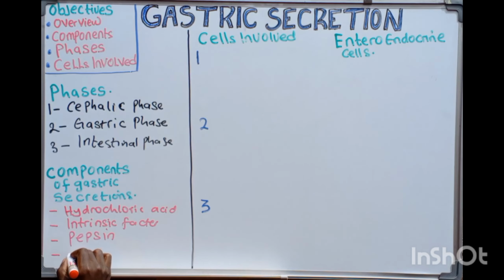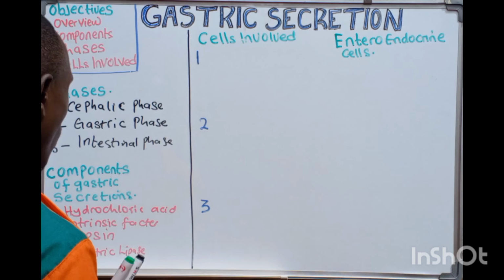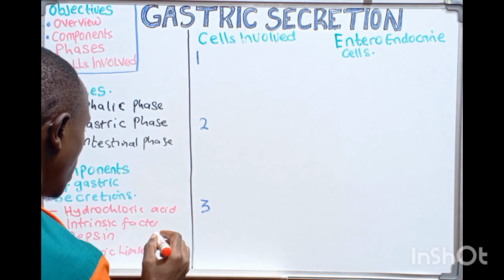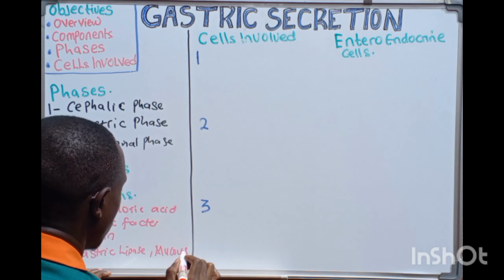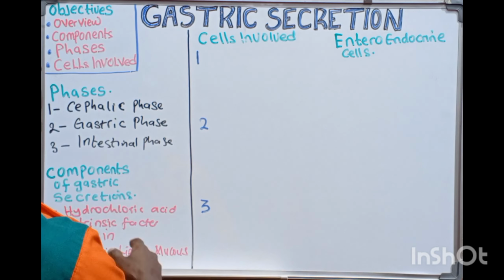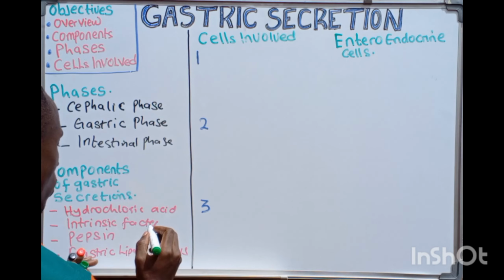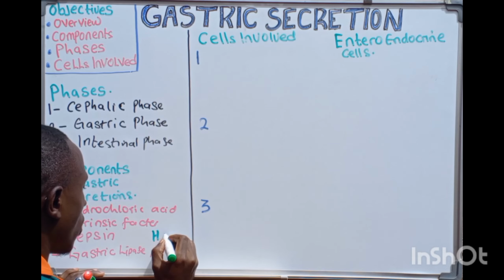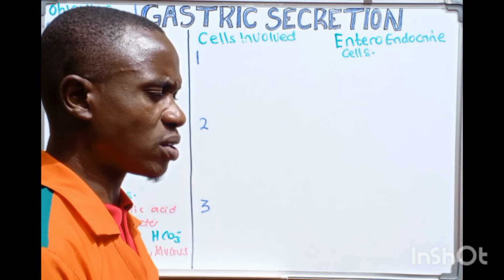The fourth one is the gastric lipase. And another very important one is the mucus. Now, there could be other substances which are part of the gastric secretions, but these ones are very important. We also have a lot of electrolytes, but here we are mainly focusing on bicarbonate, which is very important.